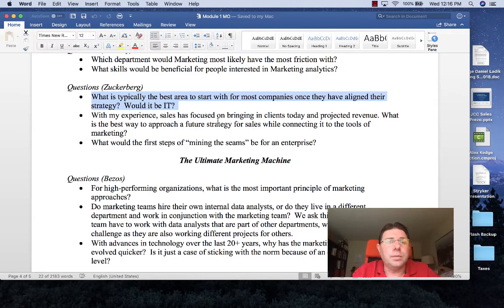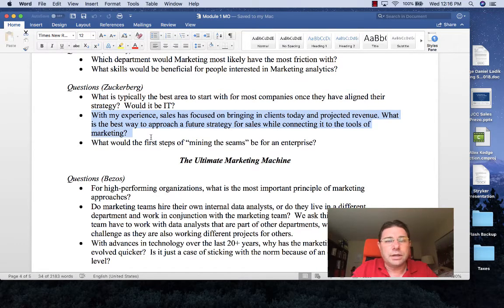What is typically the best area to start with for most companies once they've aligned their strategy? Would it be IT? No, it would be the CEO. You start with the CEO. Start from the top. He or she will take the data coming in and, with the board's approval, will make the decision. No, IT is just a function. It's just a silo. You start from the top.